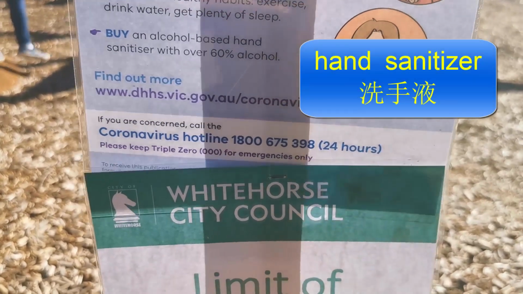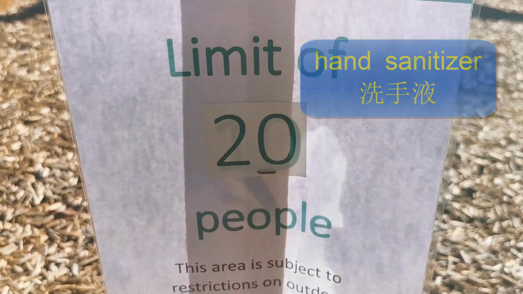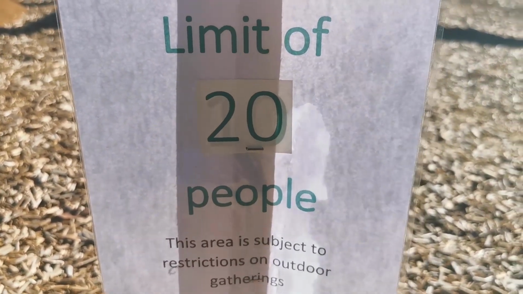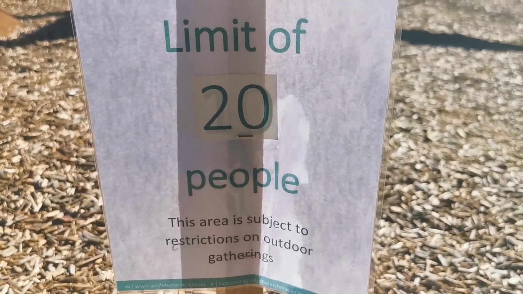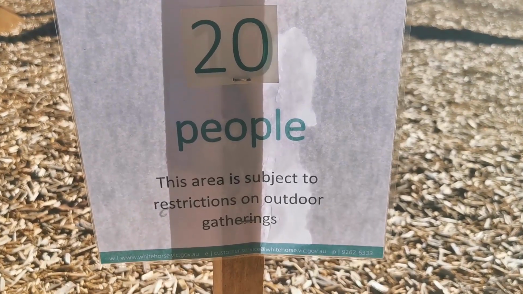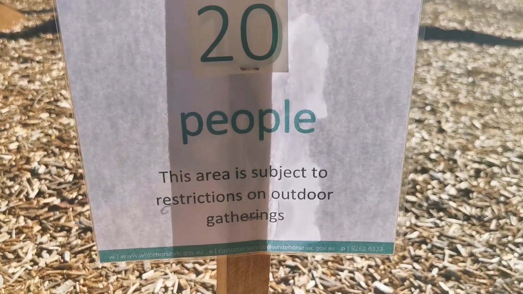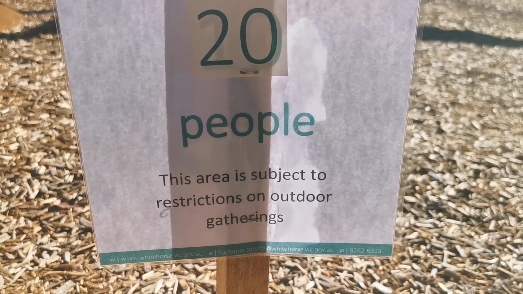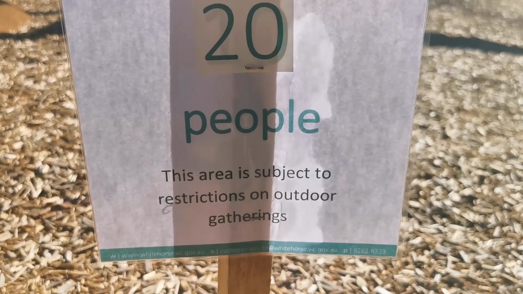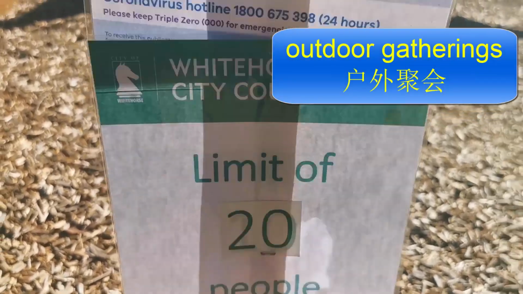Sanitizer. All right, lastly, we got limit of 20 people. So this playground can only allow 20 people. This area is subject to restrictions. What kind of restrictions? On outdoor gatherings. A prepositional phrase as a post-positive modifier.